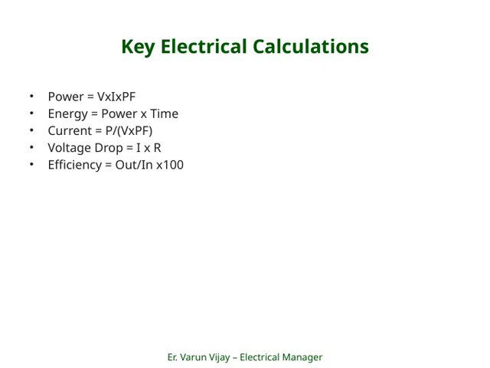Understanding this helps us size our conductors and protect our equipment properly. Voltage drop is another critical calculation, obtained by multiplying the current by the resistance of the wire. This tells us how much voltage is lost as electricity travels through the cables, which is vital for ensuring proper operation. Finally, we have efficiency, calculated as the output divided by the input, multiplied by 100 to get a percentage.